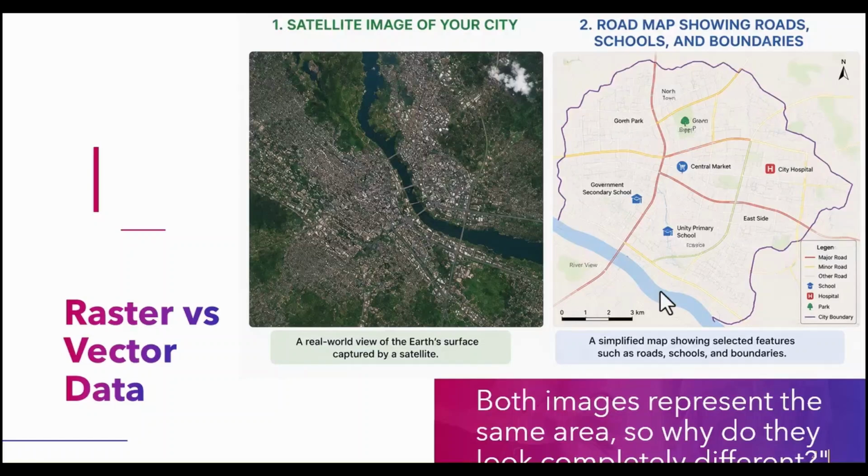Now, the other side is a simplified map showing selected features such as roads, such as schools, such as the boundary. Now, both represent the same area. But why do they look completely different? That's what we're going to find out in this lecture.